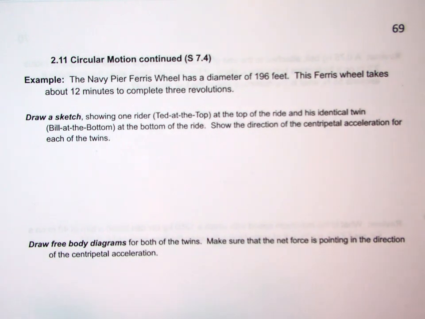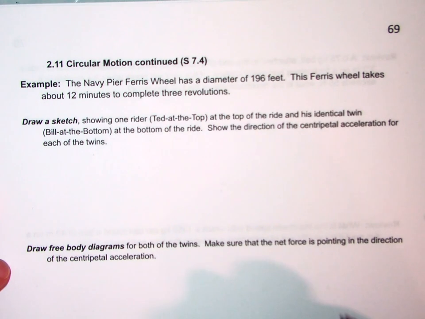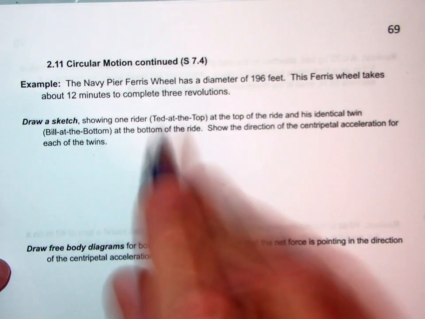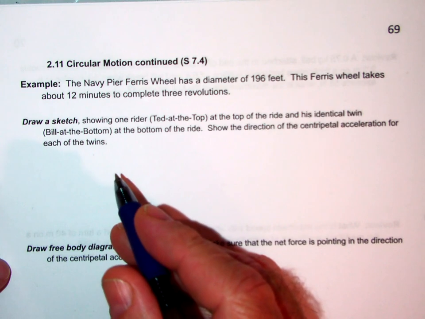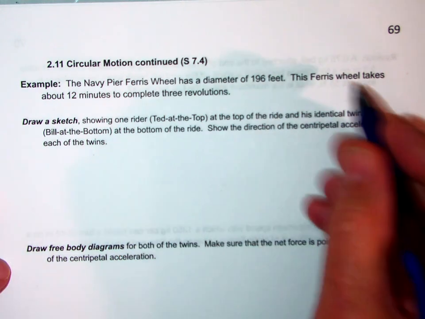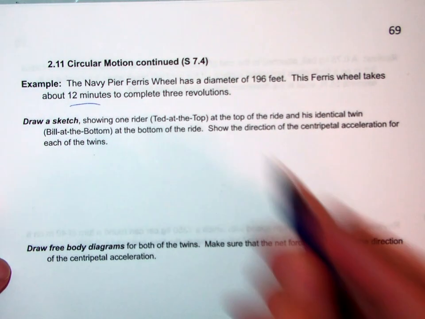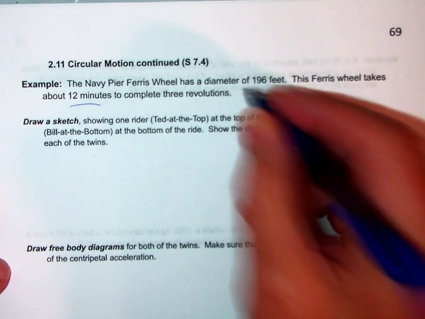All right, we're going to continue our discussion of circular motion here. Our first example, we are looking at the Ferris wheel on Navy Pier. It's got a diameter of 196 feet, and the Ferris wheel takes about 12 minutes to complete 3 revolutions.